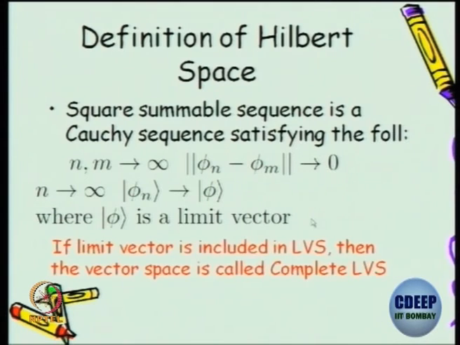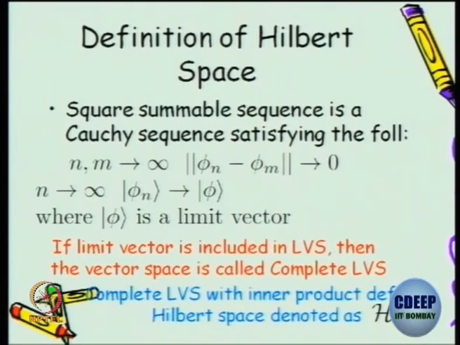So many times we are going to assume that whatever linear vector space we are looking at has this limit vector, and we call such a vector space, at least technically, a complete linear vector space. These are some of the formal definitions. Many times we say we work in Hilbert space, but I thought at least in a quantum mechanics course we should know when you call it a complete vector space: if the limit vector is included in the linear vector space, it is called a complete vector space.